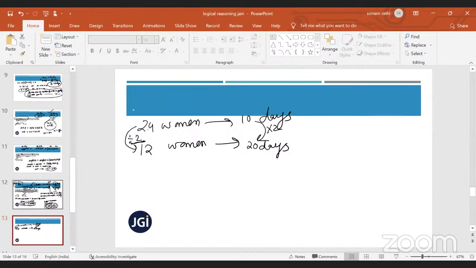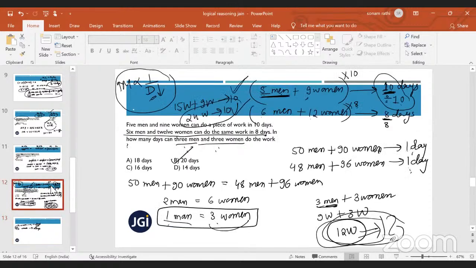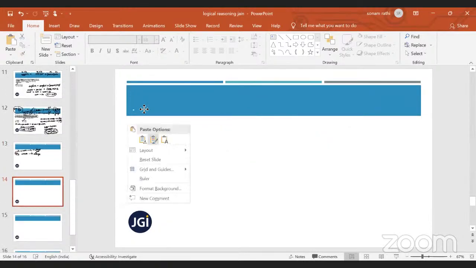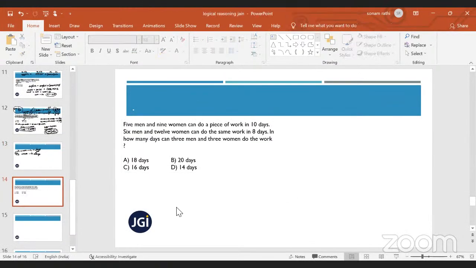Is it clear to everyone? I think I should explain this one more time because this is slightly lengthy. Yes, easy but lengthy. Okay, let me explain it one more time so that you understand it properly. I'll explain the same question. So what should be my first step? Reduce the first and the second statement to one day.